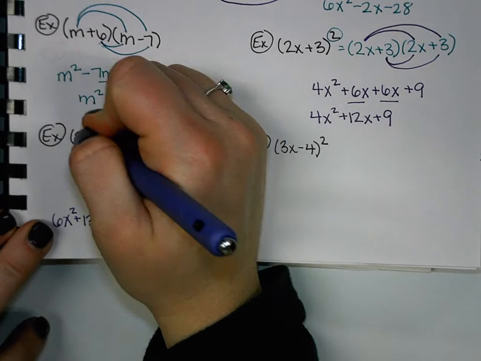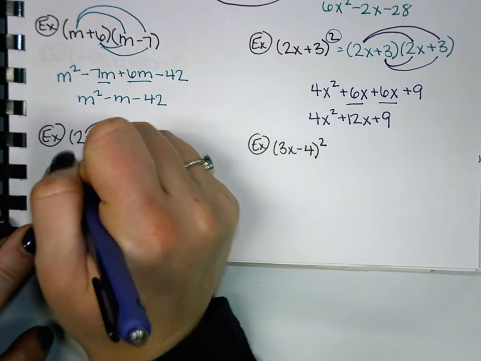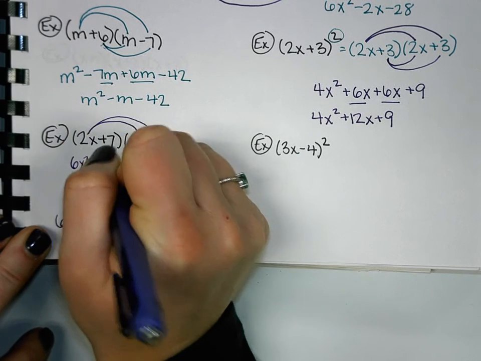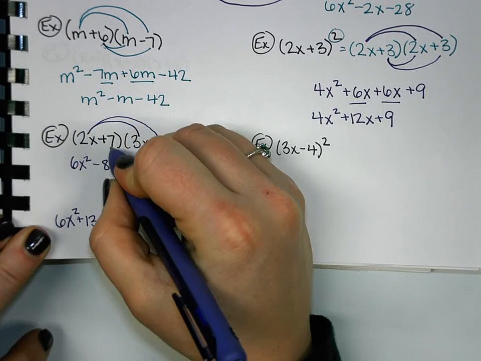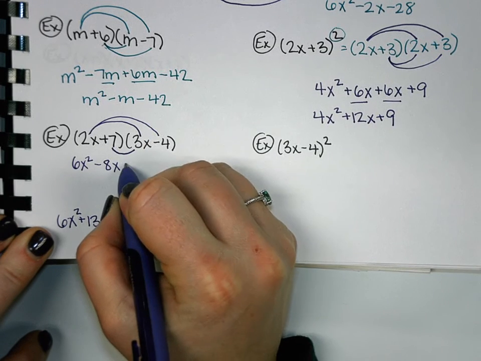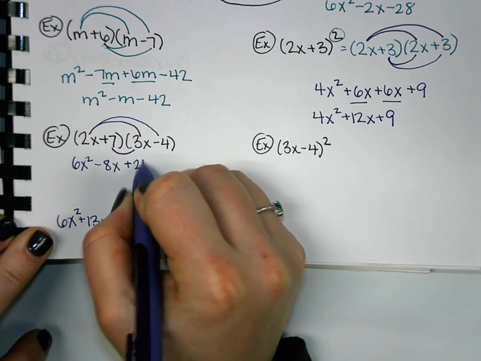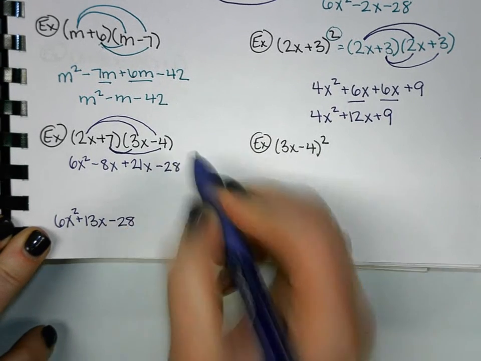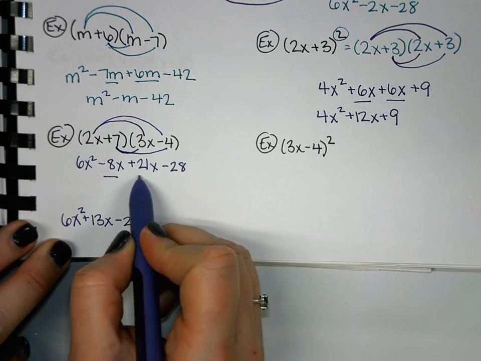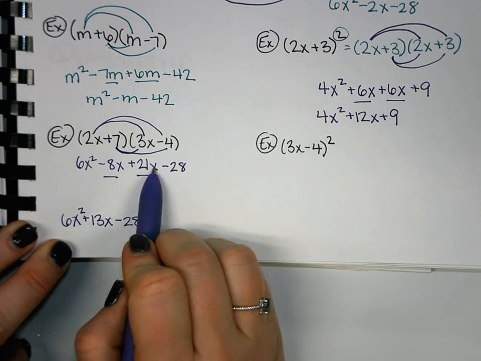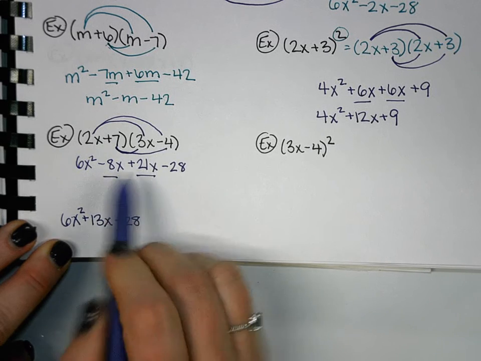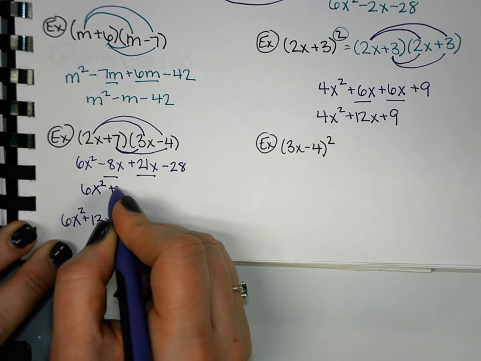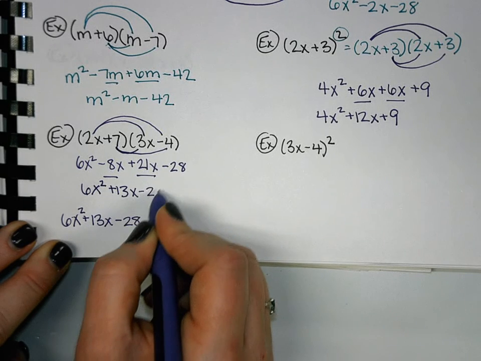So we have 2x times 3x, 6x squared. 2x times negative 4 is negative 8x. 7 times 3x is 21x. 7 times negative 4 is negative 28. Add our like terms. The variable does not change. We just add the numbers in front. So 21 minus 8 will give us plus 13x minus 28. So that's good.